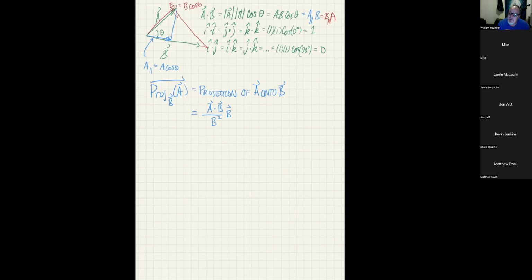And if you take any vector and divide it by its magnitude, then you get a unit vector. So for instance, B hat is defined to be B divided by the magnitude of B, which you might also write, in case you get confused later, as B like that. So that's another useful thing about the dot product: it allows you to do things like projection of A onto B.